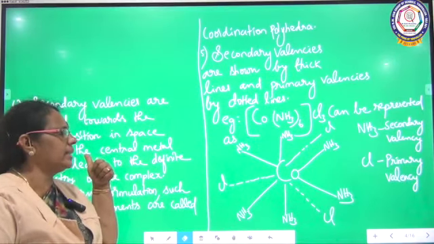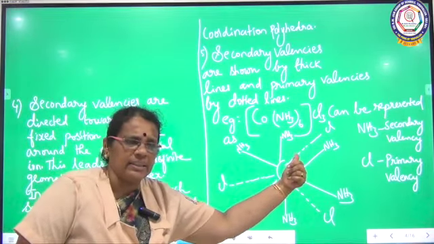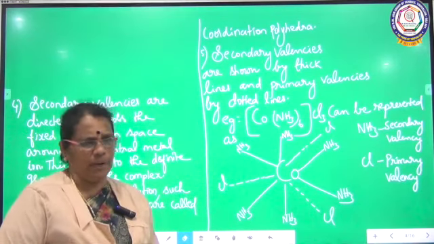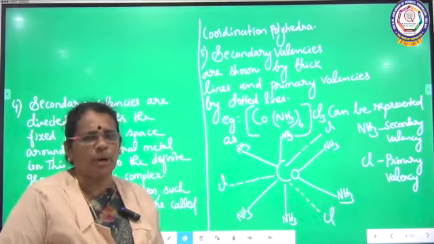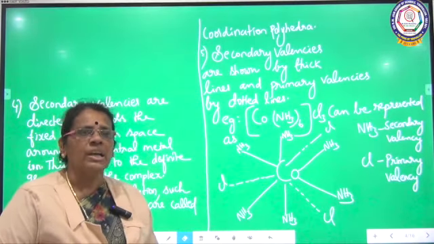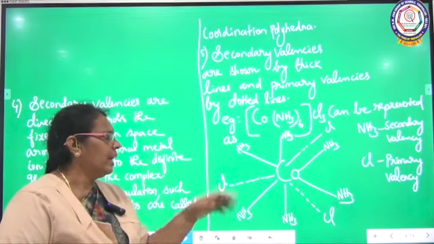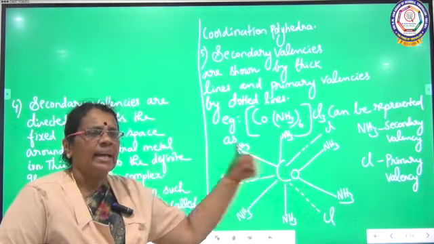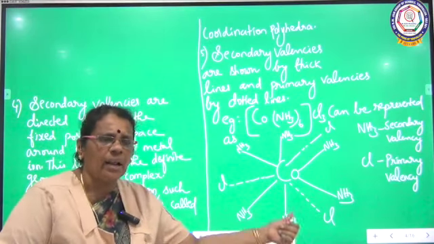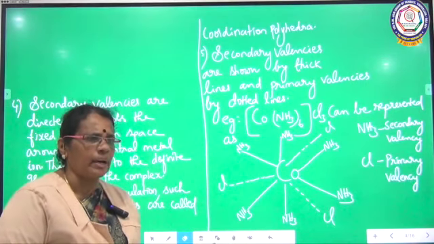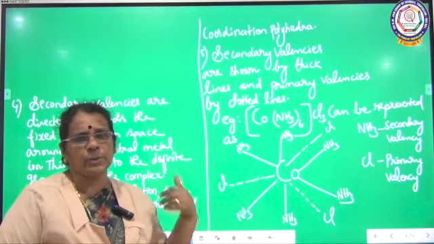The primary valencies are indicated by dotted lines. There are 3 primary valencies which are indicated by chlorine, so they are indicated by dotted lines. There are 6 ammonia molecules which are neutral molecules which refer to secondary valencies, so they are indicated by thick lines. So NH3 secondary valencies are represented by thick lines and Cl primary valencies are represented by dotted lines. So this is the explanation for Werner's coordination theory.